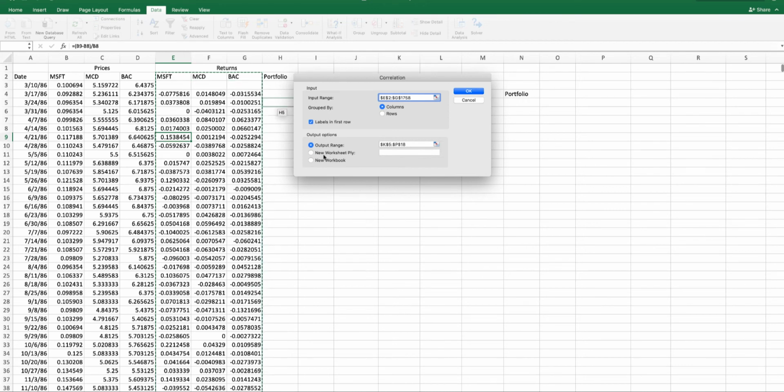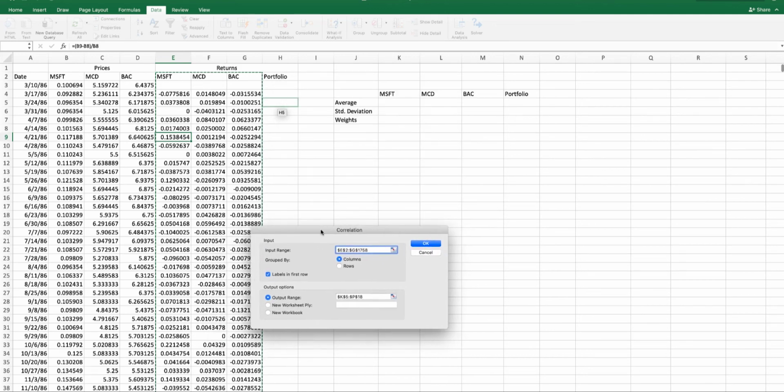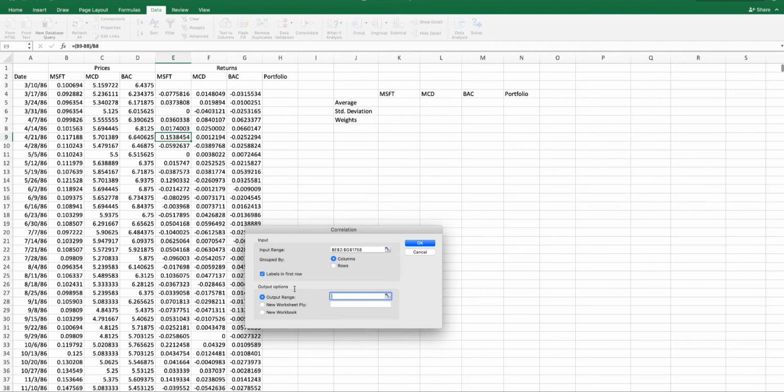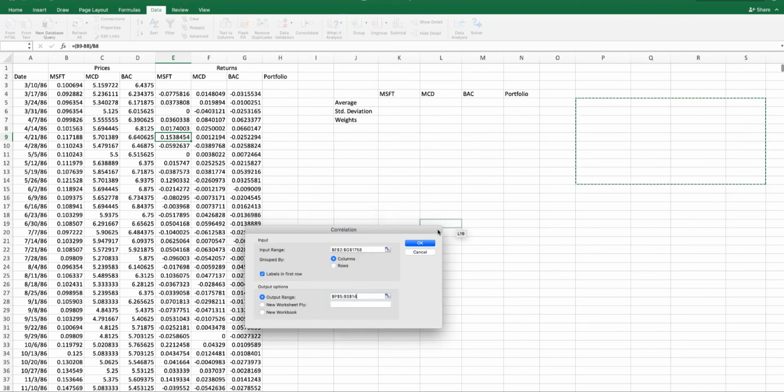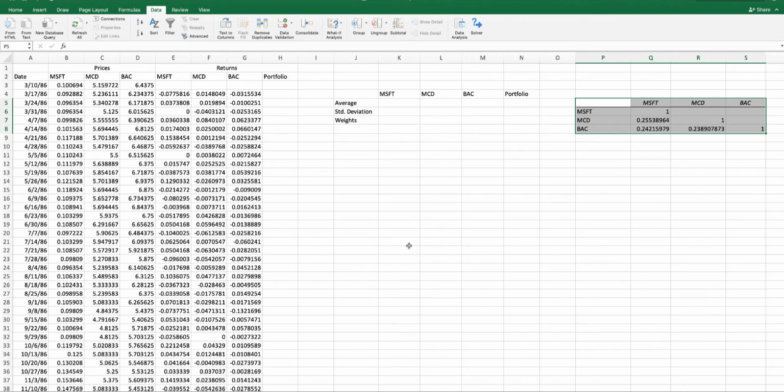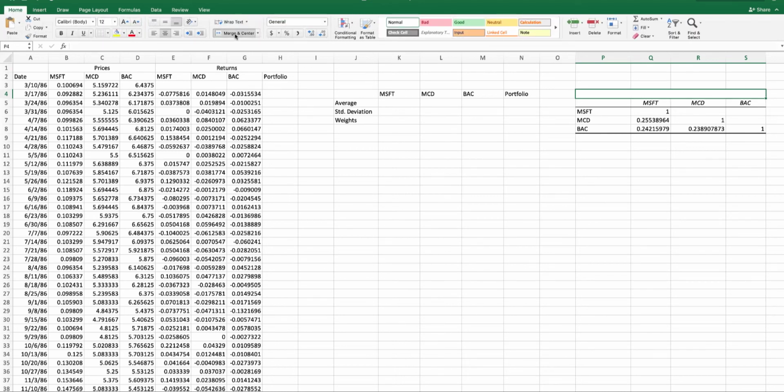And then for output range, you can use a different worksheet or a whole new workbook, but I like to see it all in the same place. So I'll set the output range. I want my correlation matrix to fall somewhere here. It won't be that big. Okay, all right, so there you go. You have the correlation matrix. Let me merge it and name it correlation matrix.